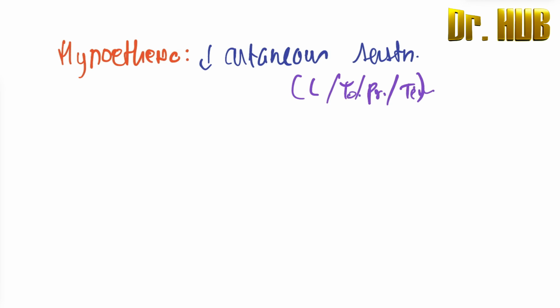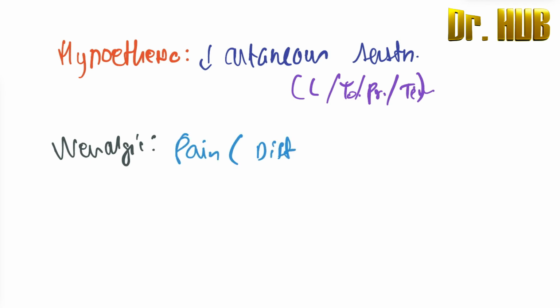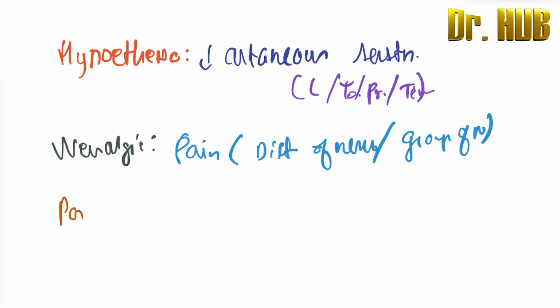Then neuralgia. What is neuralgia? Neuralgia means pain in the distribution of a nerve or a group of nerves. Then paresthesia.